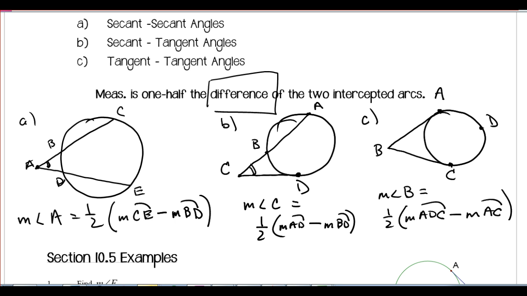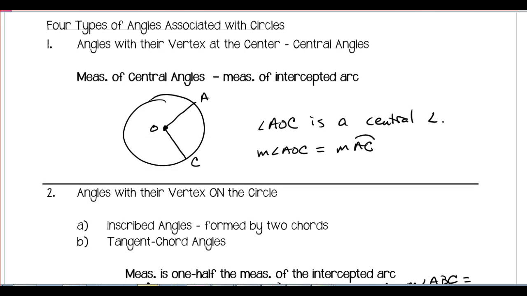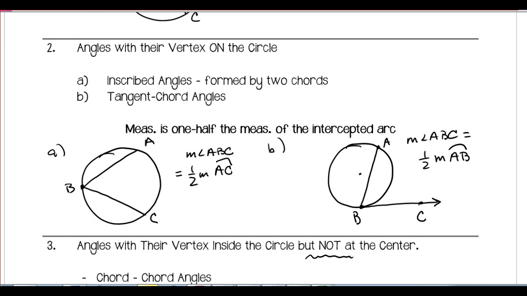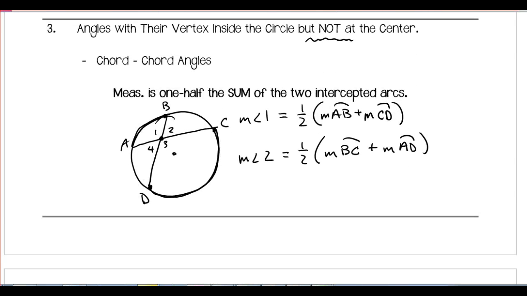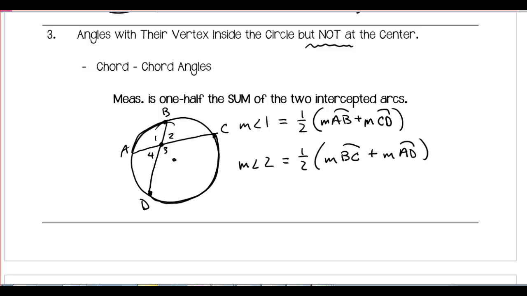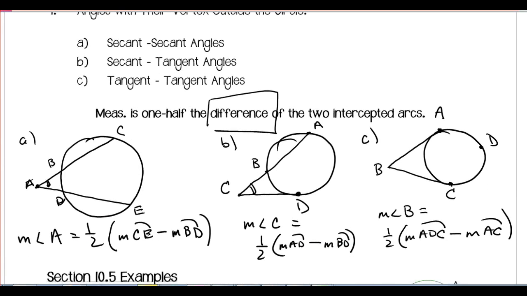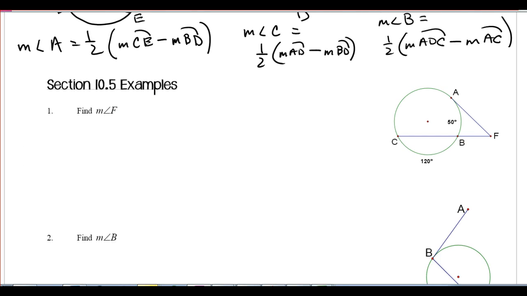Again, our 4 cases: if it's at the center, it's going to be equal to the arc; if it's on the circle, it's half the arc; it's going to be half the sum if it's inside the circle but not at the center; and it's going to be half the difference if it's outside the circle. So let's take a look at a couple examples, and then I'm going to leave you to work on example 3 and 4 on your own, and then you can check those when you come to class.